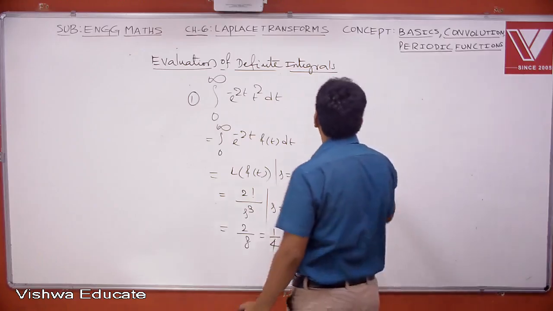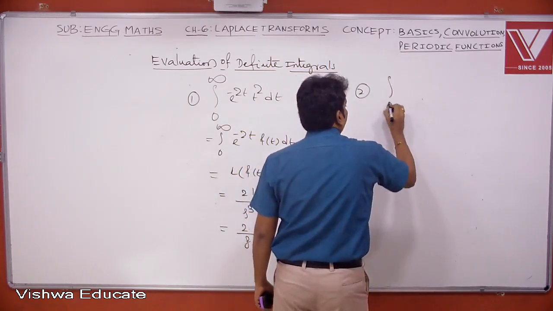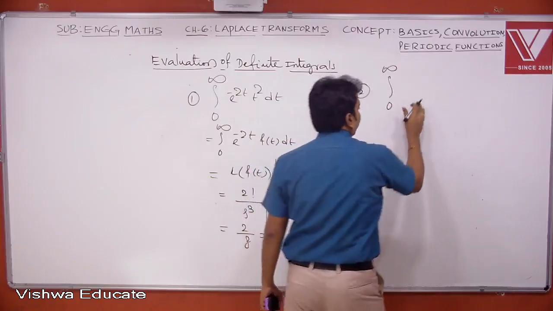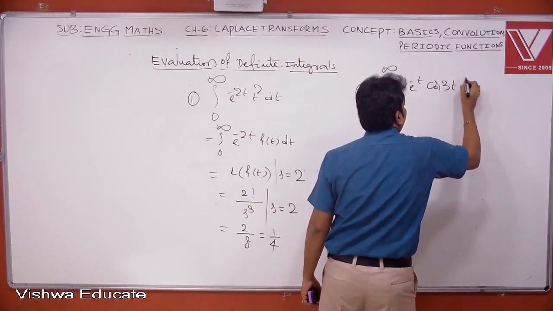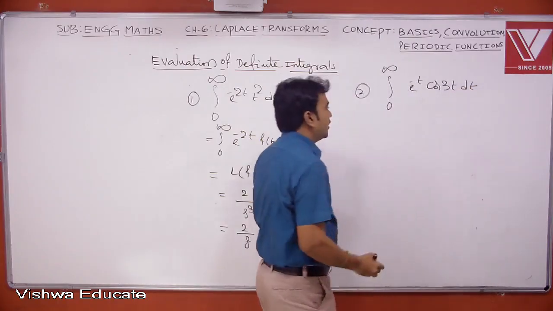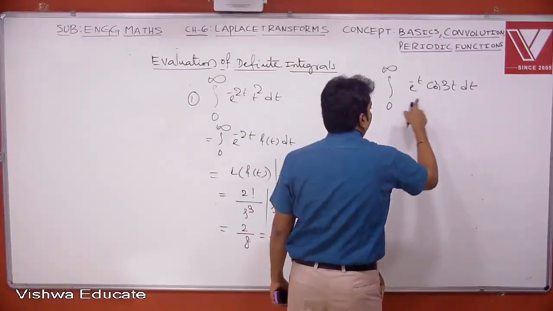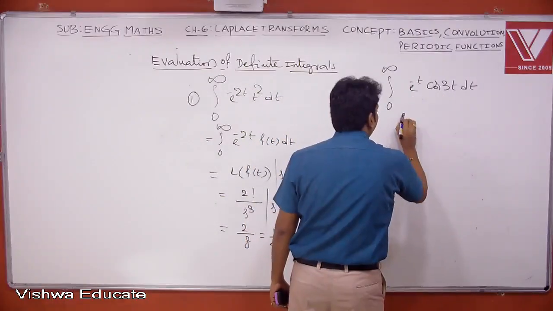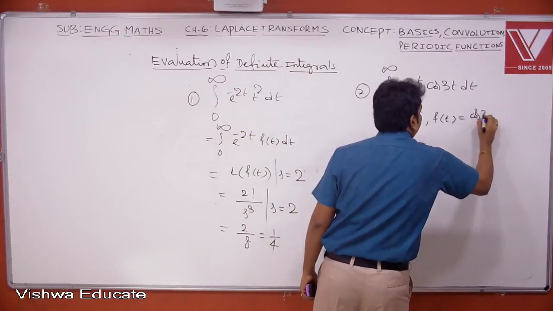Now let us solve one more problem on this. Let us evaluate integral 0 to infinity e power minus t into cos 3t dt. So here this is f of t and s value is 1. F of t equal to cos 3t.